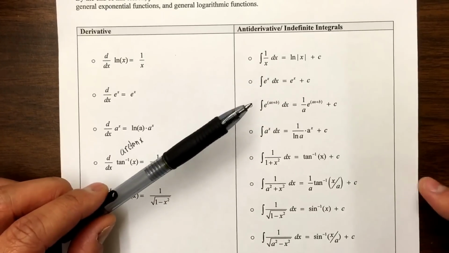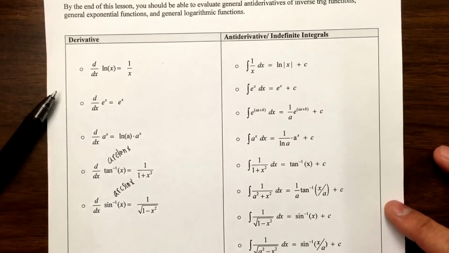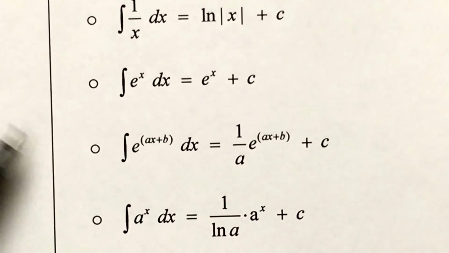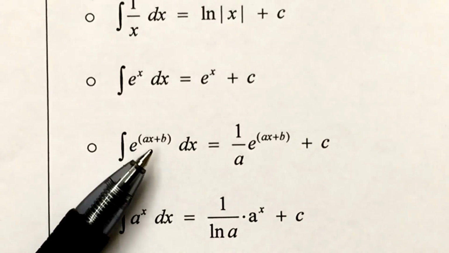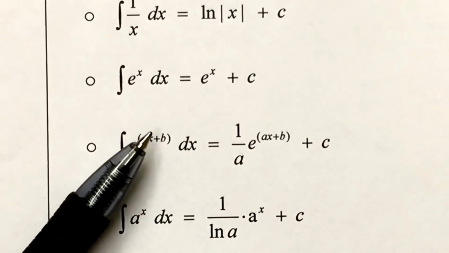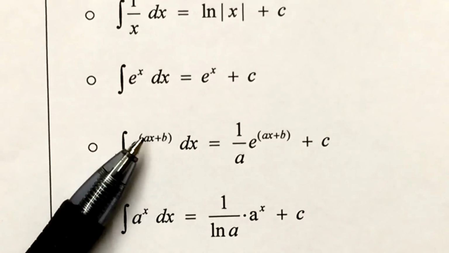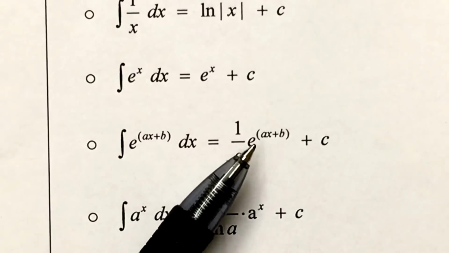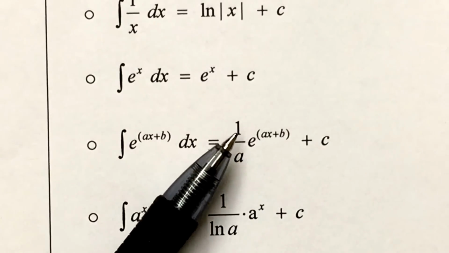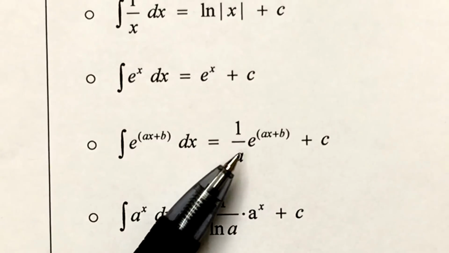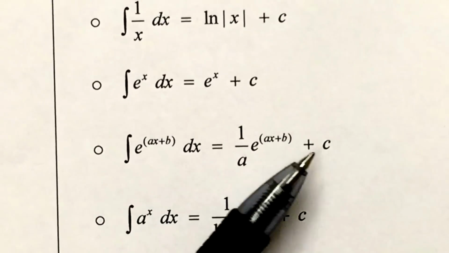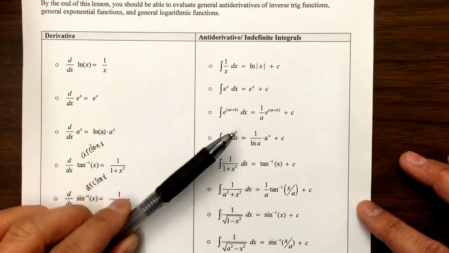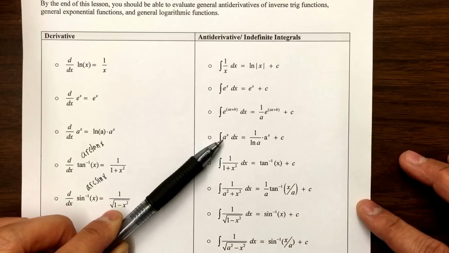Now, whenever you have any other number in front of x, so in this case, we're trying to find the antiderivative of e to the (ax plus b). Whenever there is any other number in addition to x, the antiderivative is itself, but there's only one catch: you also divide it by the number in front of x, which in this case is a, and then plus c. You always add in that plus c, so that didn't change.